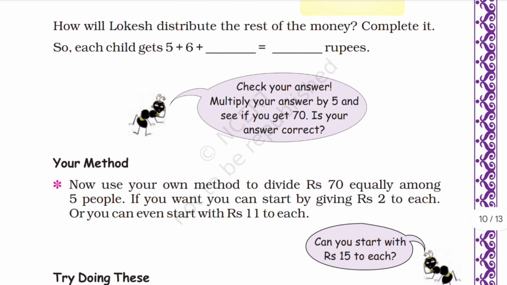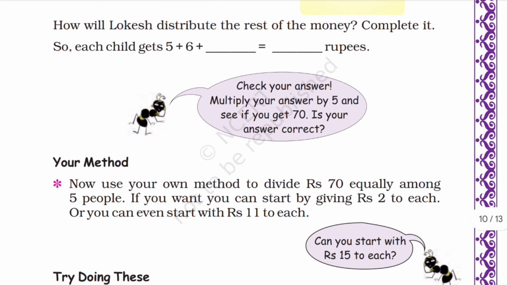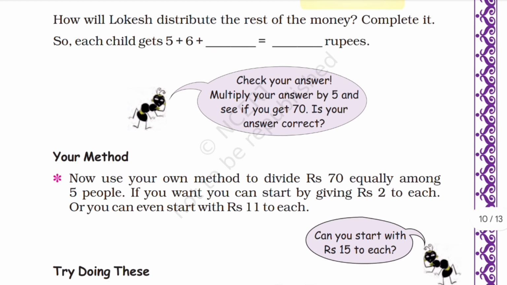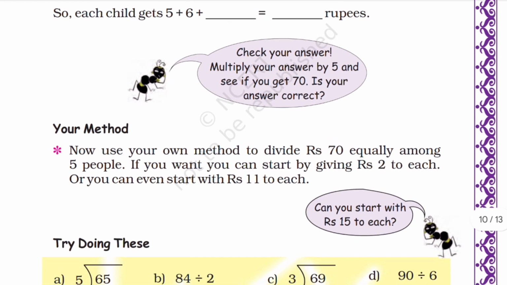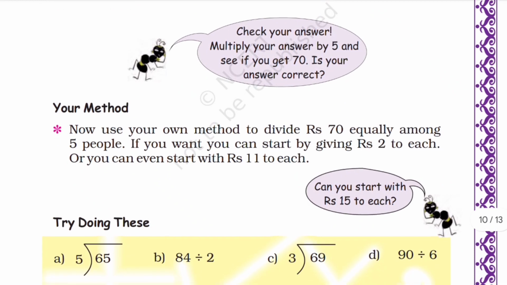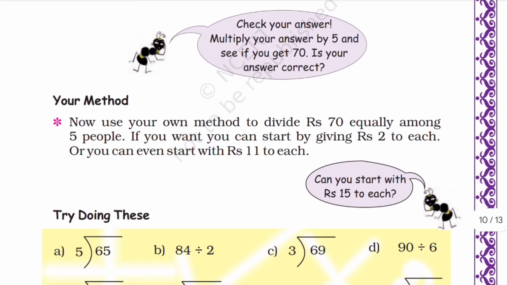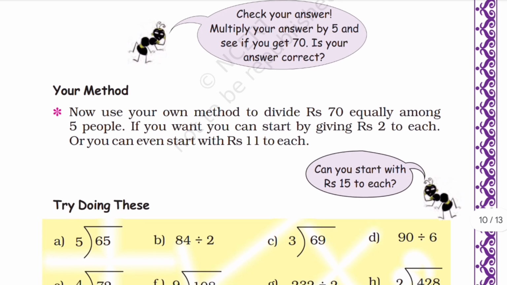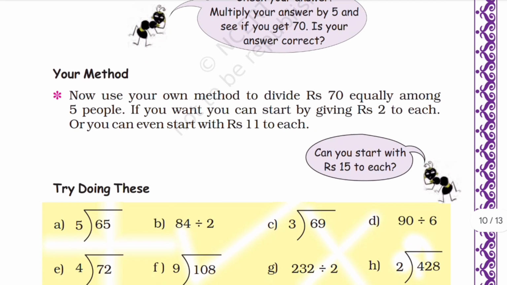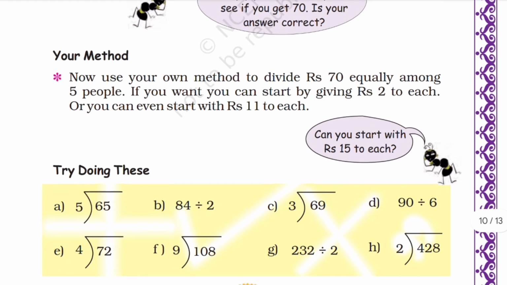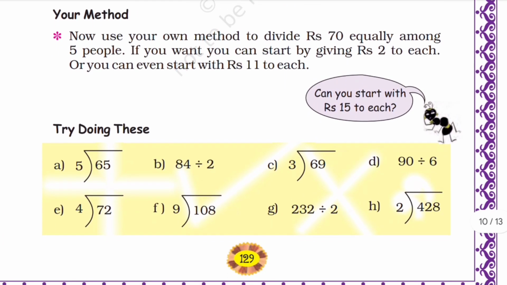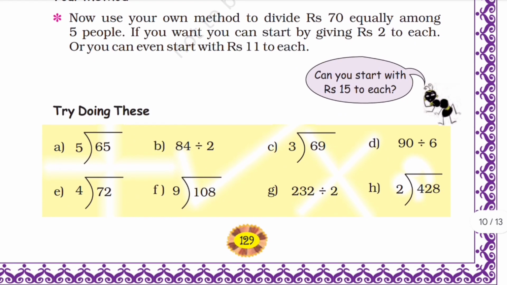Check your answer, multiply your answer by 5 and see if you get 70. Is your answer correct? Your method. Now use your own method to divide 70 rupees equally among 5 people. If you want to, you can start by giving 2 rupees to each, or you can even start with 11 rupees to each. Can you start with 15 rupees to each?